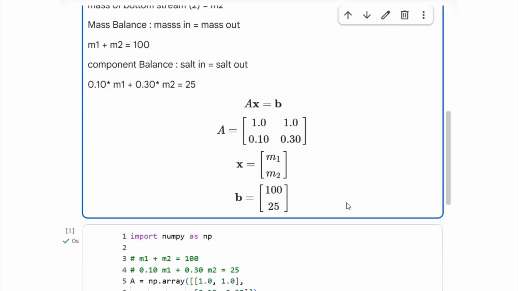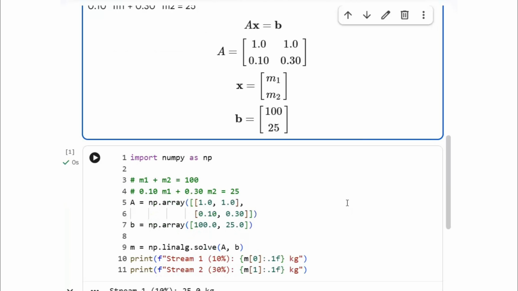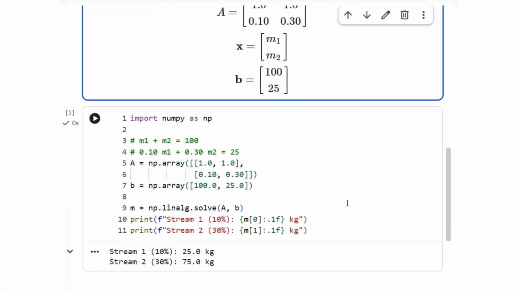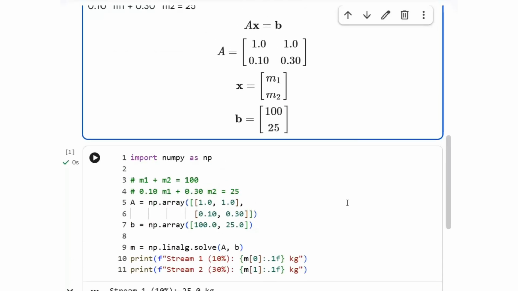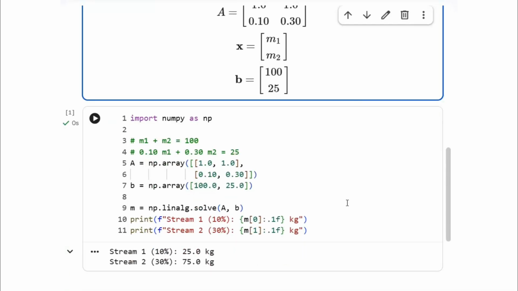Instead of solving them manually, let's use Python. We create a matrix A containing the coefficients of the equations and a vector B containing the right-hand side values. Then, NumPy's linalg.solve function solves the system instantly. Run the code. And we get M1 equals 25 kilograms, M2 equals 75 kilograms.